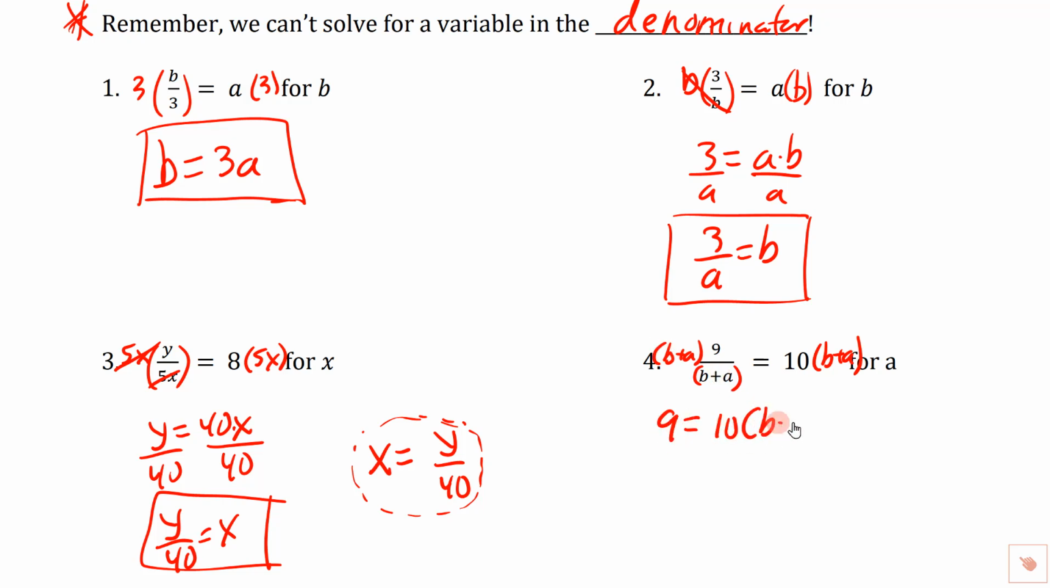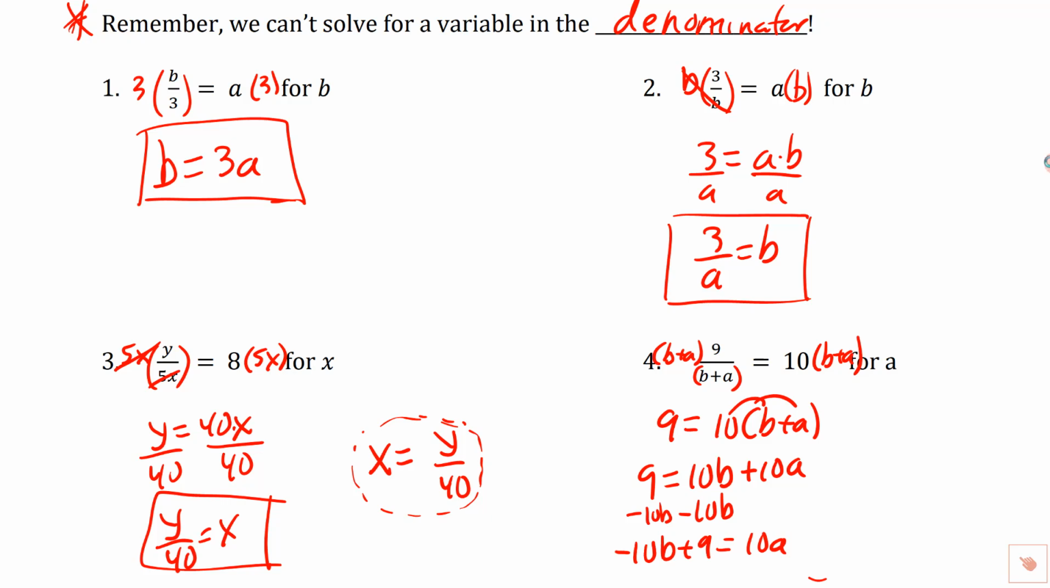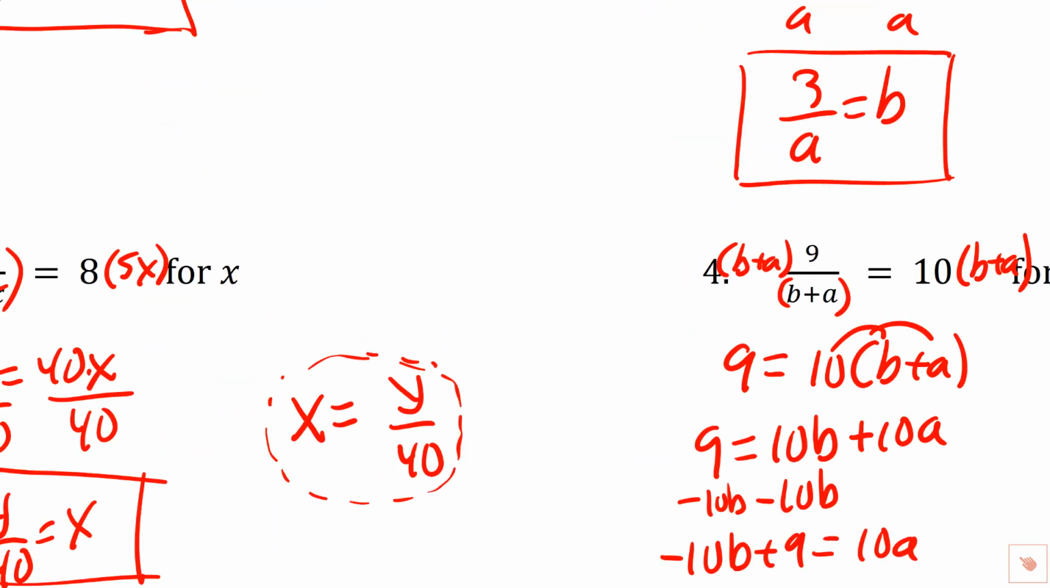This would be 10 times b plus a. Now we've got a couple things that we could do here. Probably the easiest thing that we could do is just distribute through. When I say easy, I mean pretty straightforward. So this is 9 equals 10b plus 10a. And then we still want to solve this one for a, so I'm going to move the 10b over by subtracting 10b. So I'm going to have negative 10b plus 9 equals 10a.